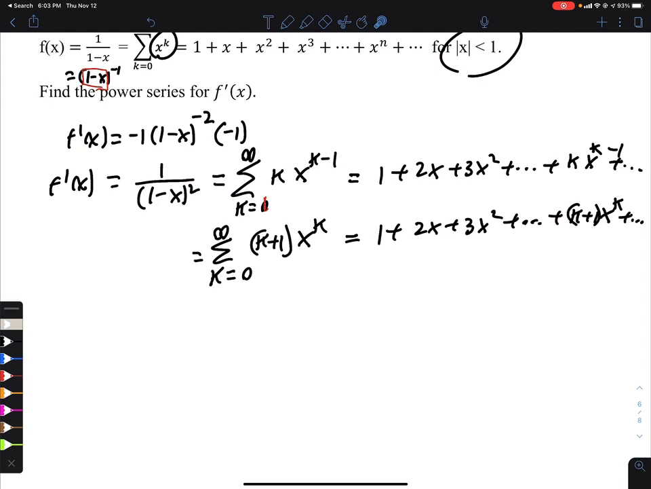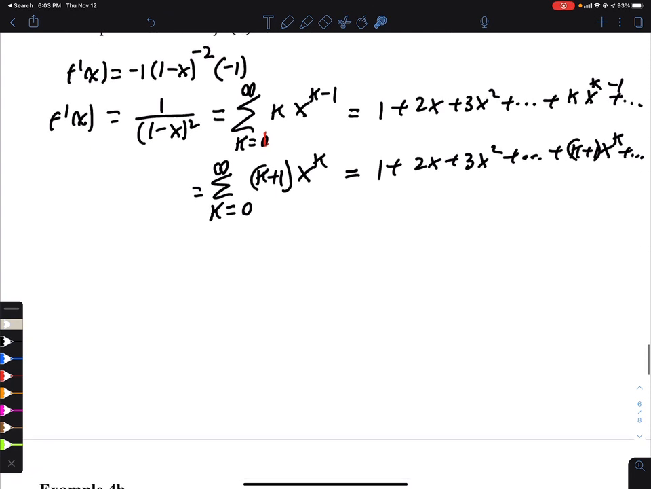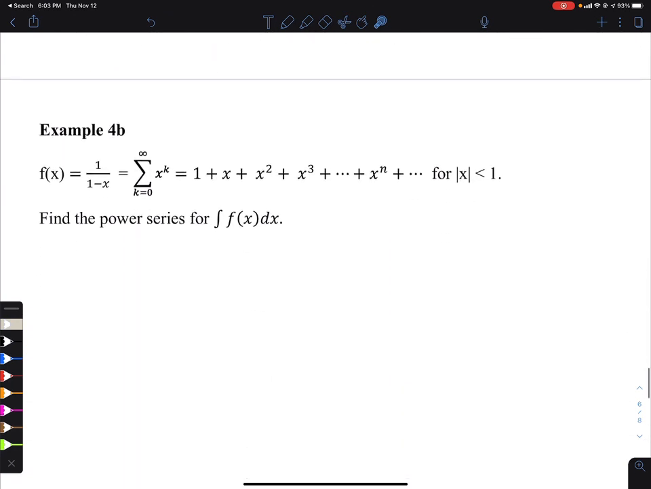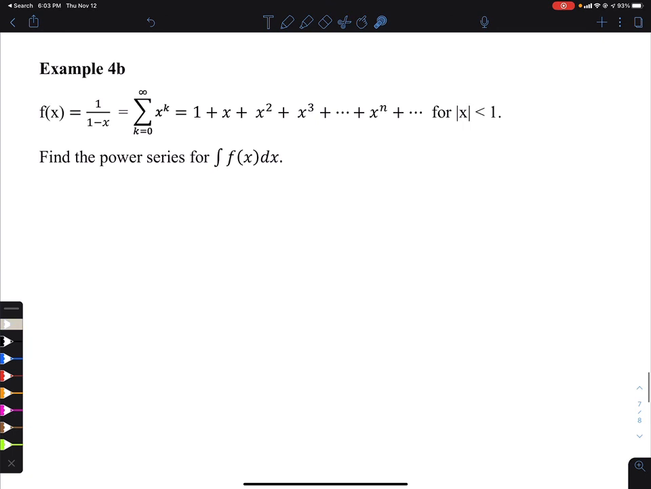Wow. That was a lot of, I don't know, hoopla. All right, let's look at this next example. We're going to integrate. I like this.